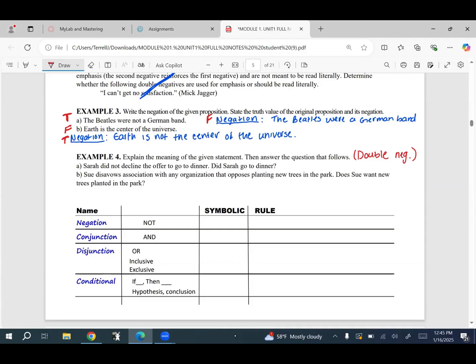There's a double negative that's happening here. Did not and decline. This is designed to kind of confuse some people. Did not decline means that she did go to dinner. It's just that the double negative confuses some. So did Sarah go to dinner? Yes, Sarah did go to dinner.